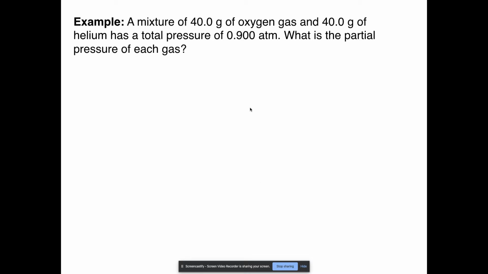So let's say I have a mixture of 40 grams of oxygen gas and 40 grams of helium. If it has a total pressure of 0.900 atmospheres, what is the partial pressure of each gas? So notice it gives me the masses of the two, and it gives me the total pressure in the container. So I need to figure out what that would look like for each gas.